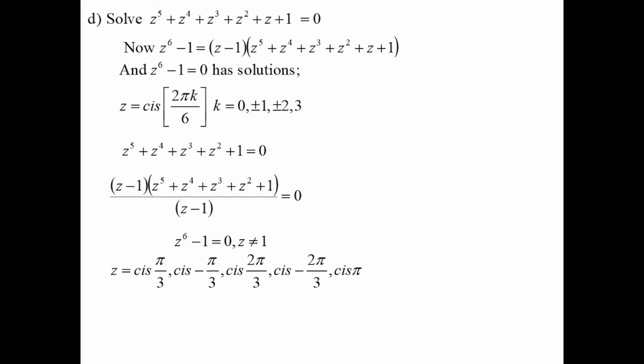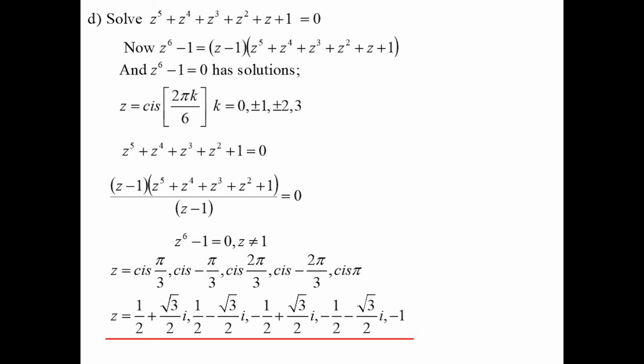So therefore, there are my solutions. Cis pi on 3, cis minus pi on 3, cis 2 pi on 3, cis minus 2 pi on 3, and cis pi. And we can tidy those up if we want to, because they're all exact values. And that's what we end up with, a half plus root 3 on 2 i, and so on and so on and so on. So we get the 5 solutions.